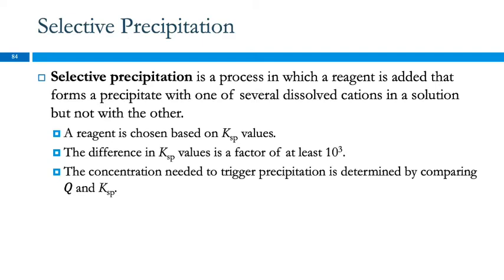The reagent that is chosen is based on KSP values. And we'd like to have a difference in KSP values with a factor of at least 1,000 so that we can actually separate them. Because if the KSP values are too close, we'll get co-precipitation. So the concentration needed to trigger precipitation is determined by comparing KSP and Q.